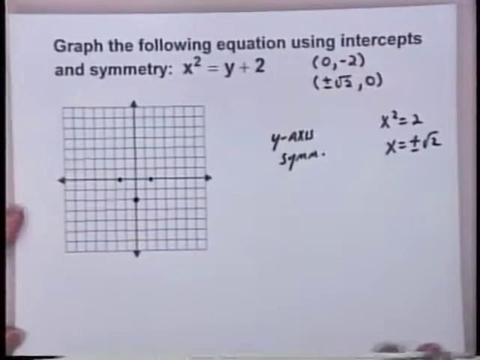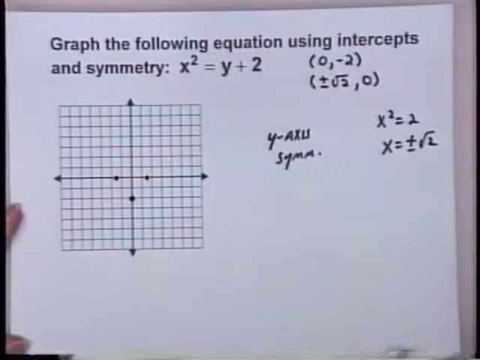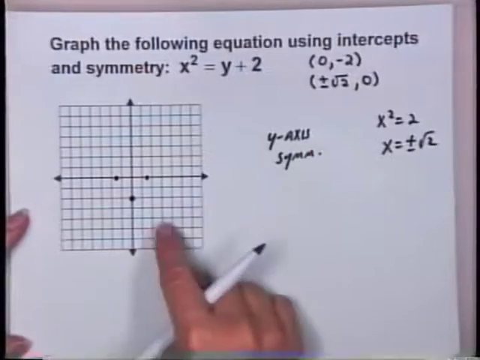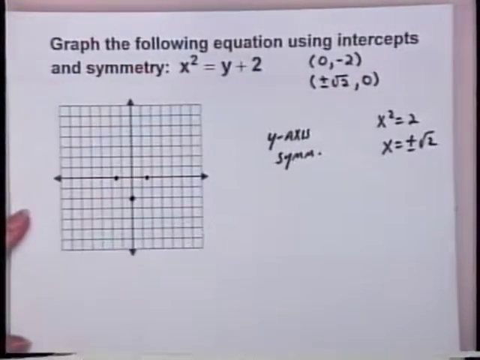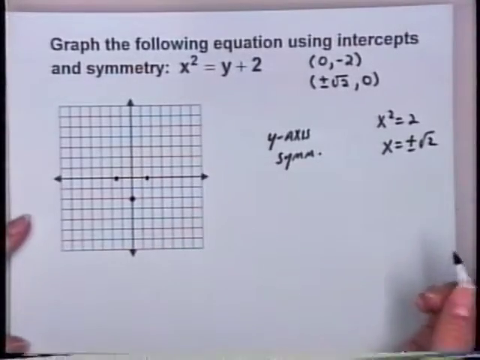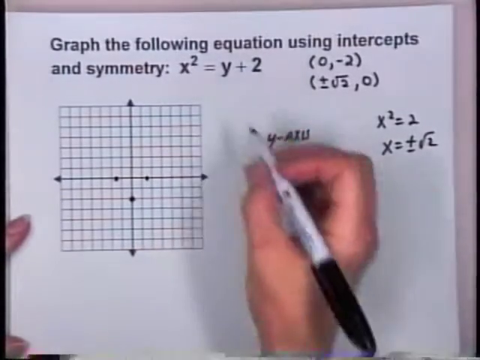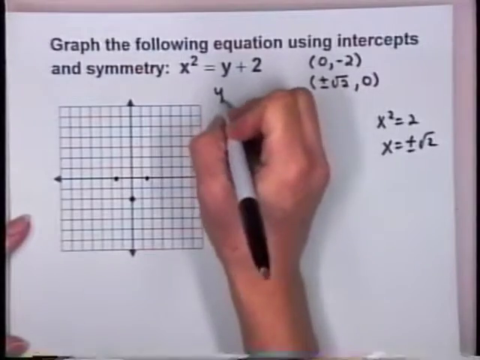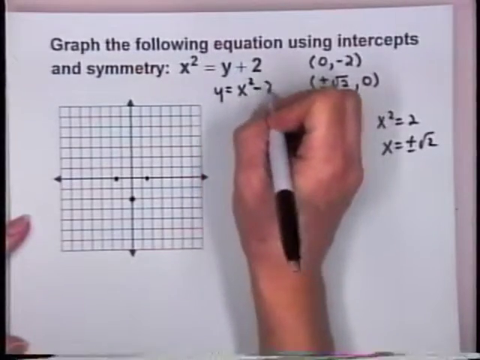See, a lot of times you can do those tests for symmetry pretty quickly. I have y-axis symmetry, so I know that whatever happens over here, the same thing's going to happen over here. Mirror image. Okay, I've got these points. Let's go ahead and get a couple of other values here, and I think I'm going to solve this for y to make it easier. Y is going to equal x squared subtract 2.